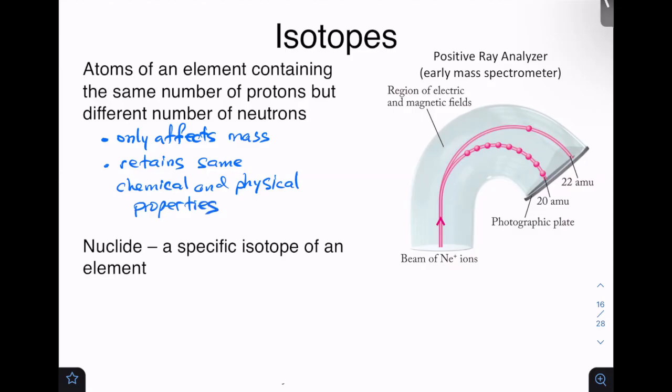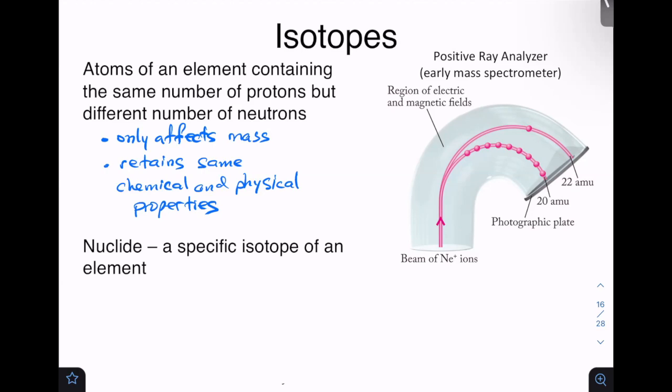Here's another example of some isotopes. Usually you have more than one isotope of a given element. And oftentimes there's many, many isotopes, although not all of them are going to be very abundant. Most of them are radioactive, and we're not talking about radioactivity this semester. So I'm just going to be talking about the ones that are most abundant in nature.